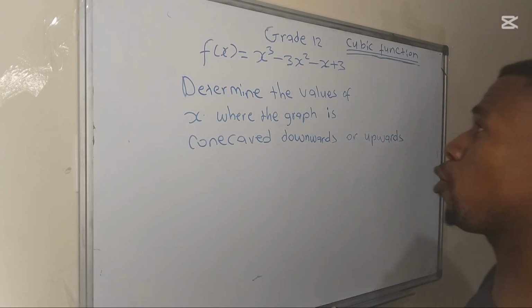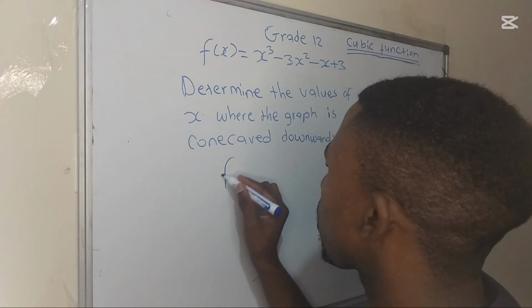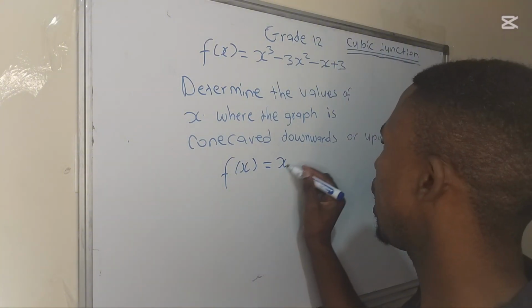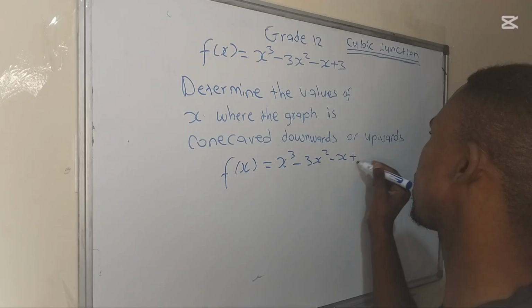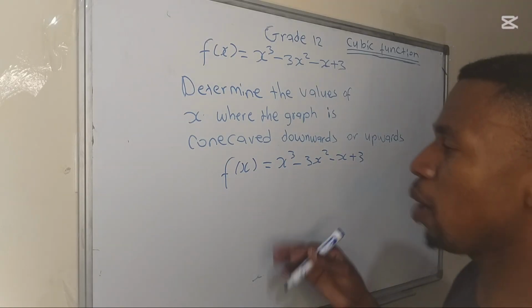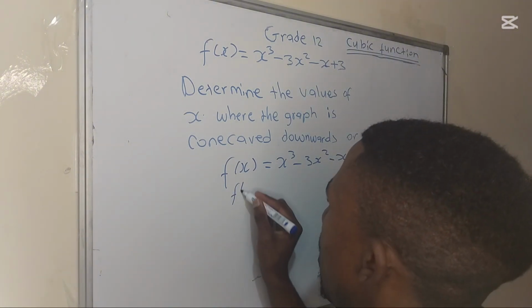Okay, let's go for it, guys. So we have our original equation. This is our original equation of the cubic function, which is f of x equals x cubed minus 3x squared minus x plus 3. Now let's derive. So we have our first prime.